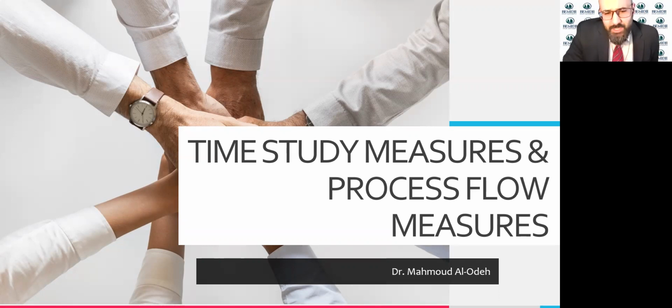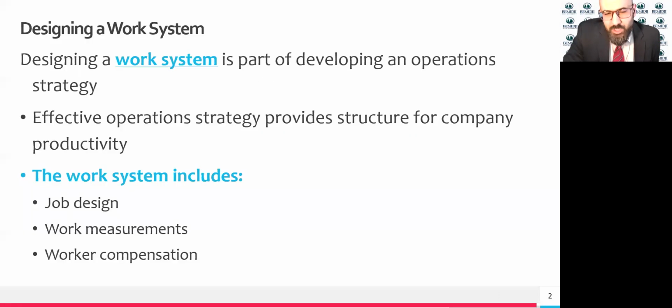When we design a job, we need to align that job with the strategic plan. We did talk last chapter about the strategic plan for an organization, and now we're going into the specific details of the job. So designing a work system is part of developing an operation strategy. In order to implement that strategy, we need the right people.